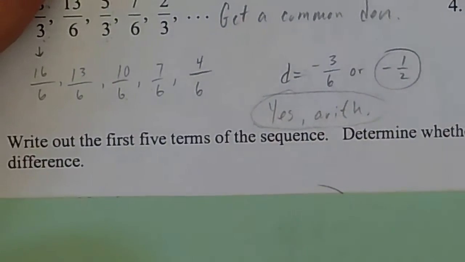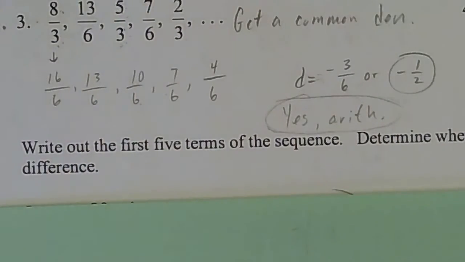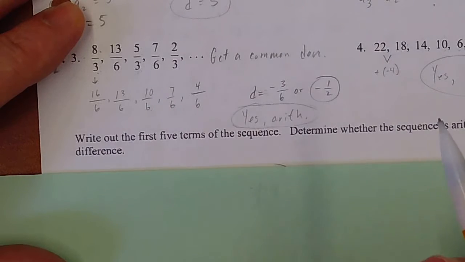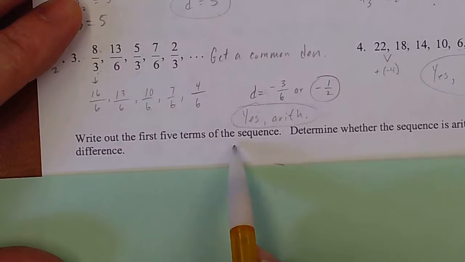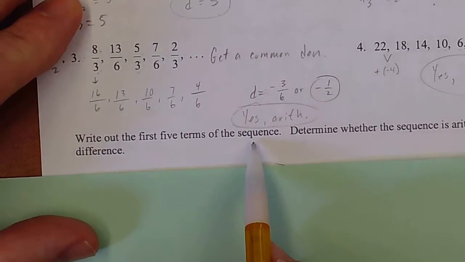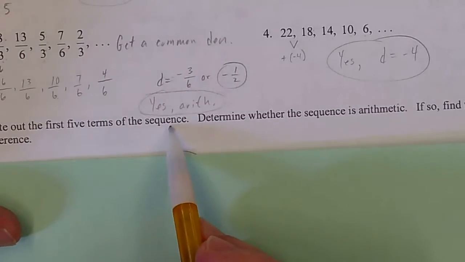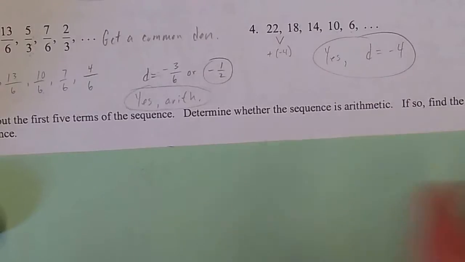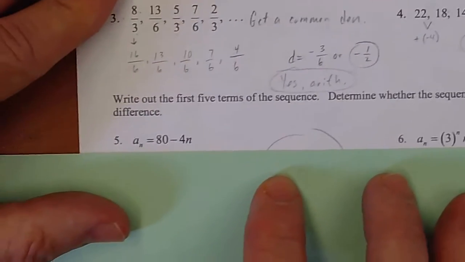All right, so now we got that definition down. This is really an extension of 9.1, but now we're adding this new concept to it. Write out the first 5 terms of the sequence. We've seen that before. We know how to do that. Once you get the sequence in front of you, we're going to determine whether it's arithmetic, like we did up there. If so, find the common difference. So kind of a hybrid problem.